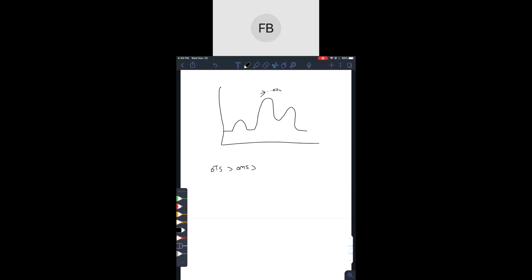It's CF3SO3 negative, which is better than TsO negative, which is better than MsO negative, which is better than H2O, which is better than I negative, then Br negative, then Cl negative, then F negative.